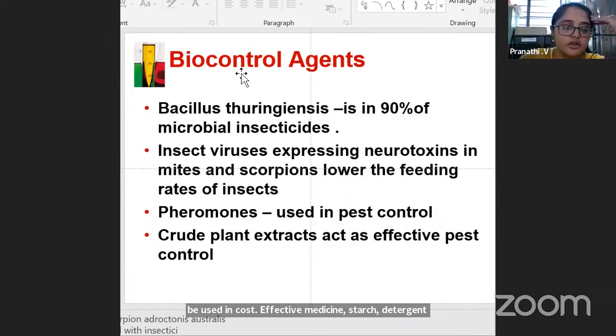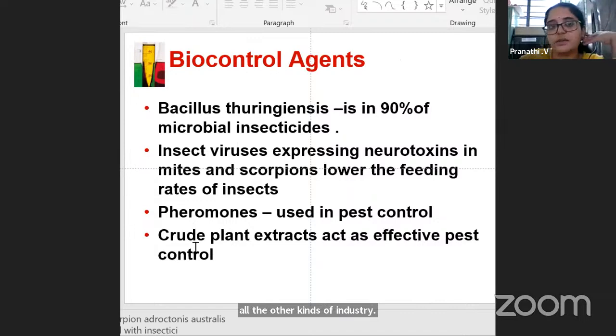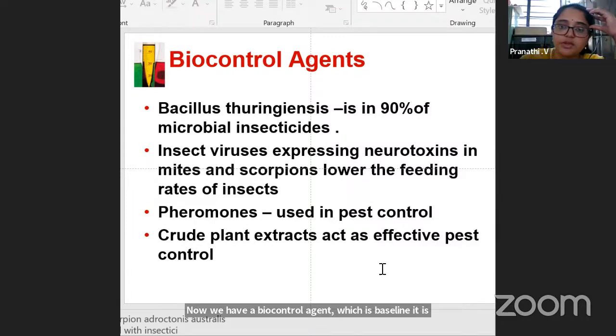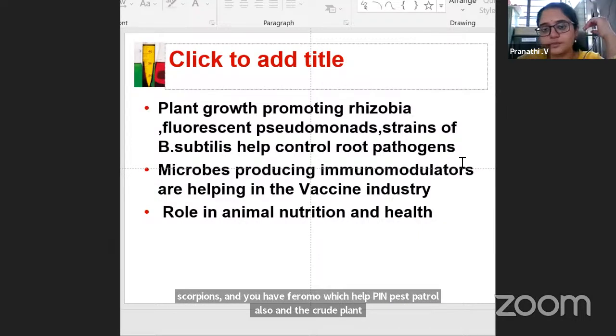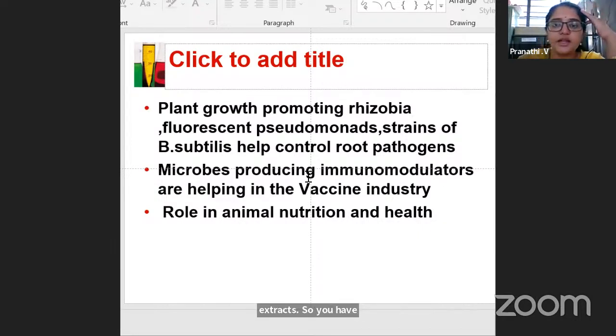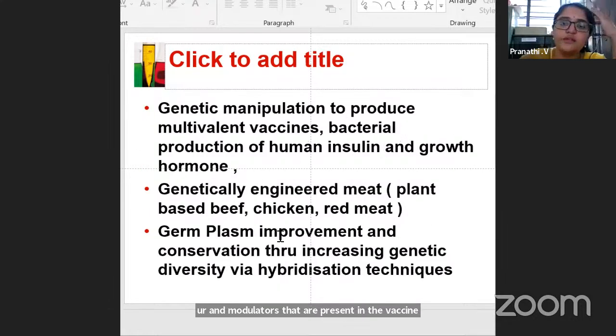Now we have a biocontrol agent, which is Bacillus thuringiensis. It is a microbial insecticide, in fact, and it is neurotoxic towards mites, scorpions. And you have pheromones which help in pest control also, and crude plant extracts. So you have even your AM fungi and plant growth promoting Rhizobia and fluorescent Pseudomonas strains, and immunomodulators that are present in the vaccine industry, which play a role everywhere.